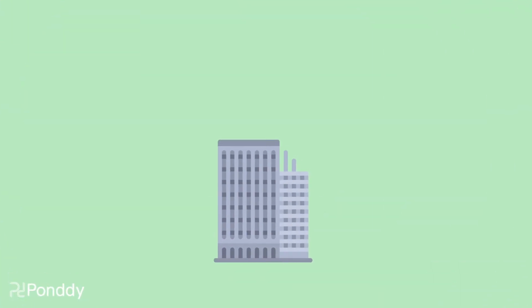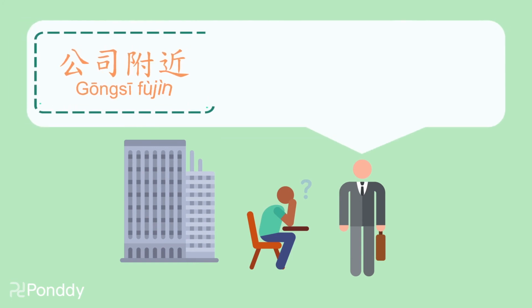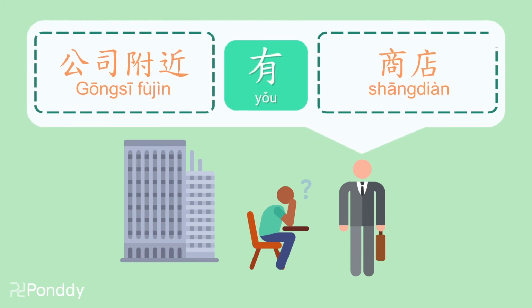Let's look at one more example. Kevin is a new employee, so he doesn't know where to buy lunch. A colleague tells him, 公司附近有商店。 There is a shop near the company.